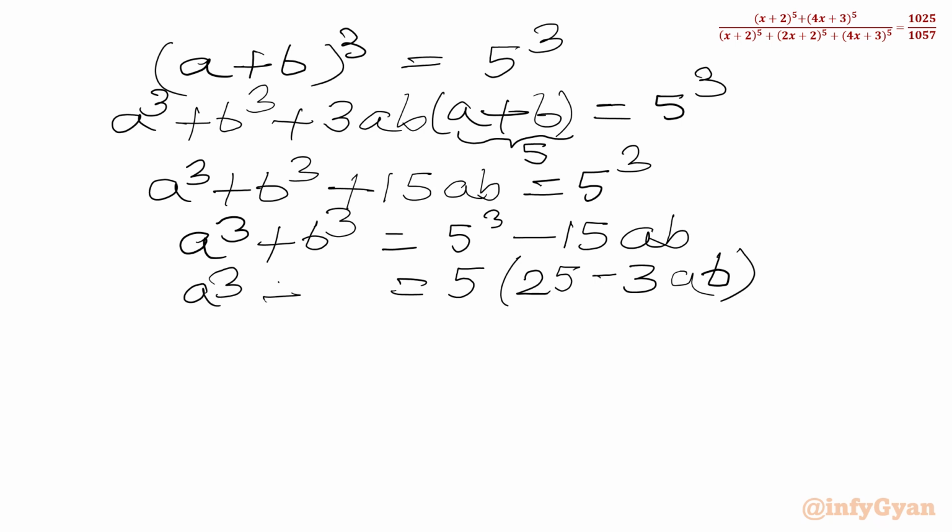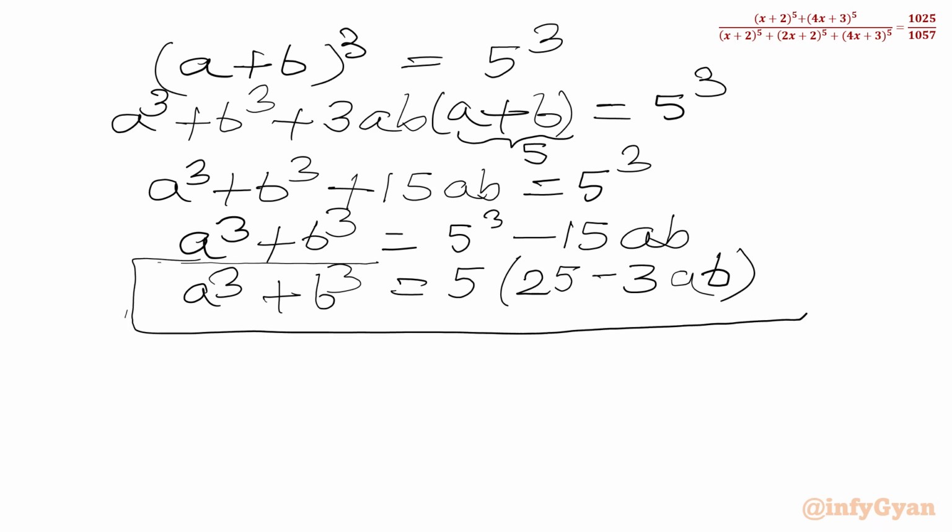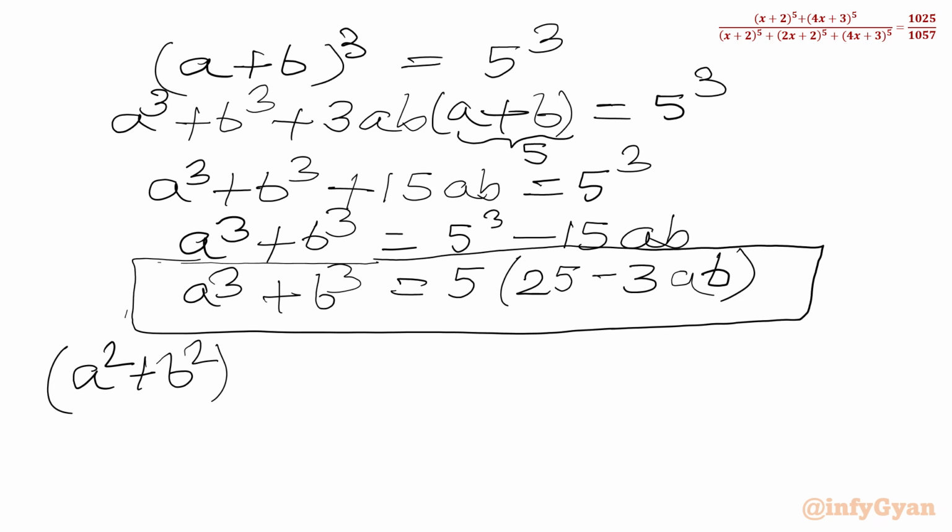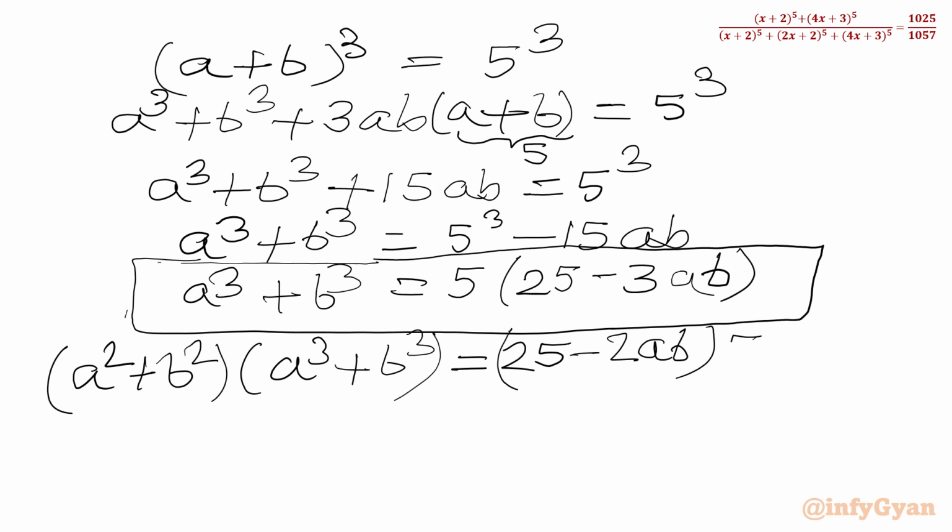A cube plus B cube. Now A square plus B square is known, A cube plus B cube is known. I am going to multiply both the equations. So I will write here A square plus B square times A cube plus B cube. In RHS we will write 25 minus 2AB times 5 times 25 minus 3AB. We will multiply both the RHS.